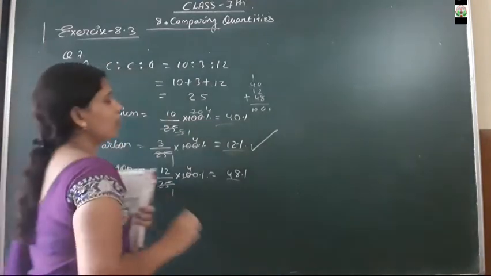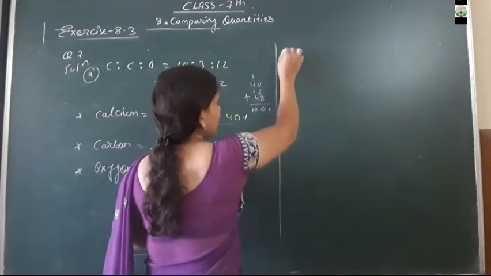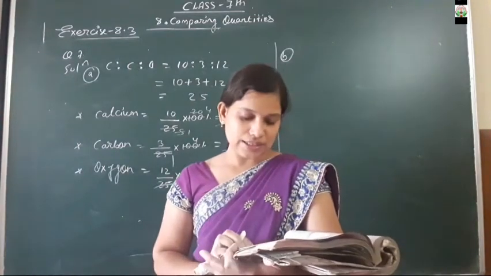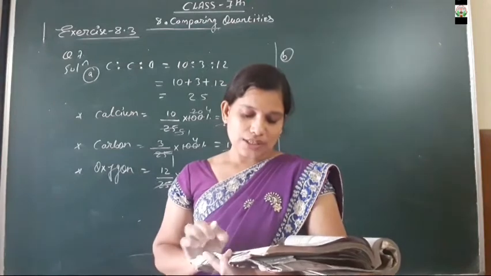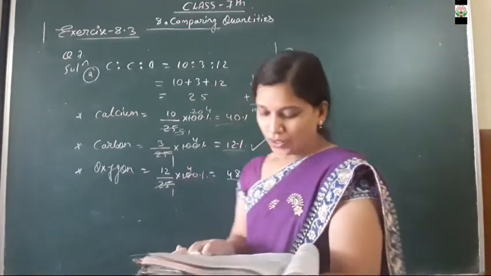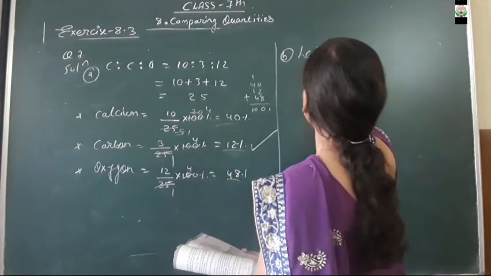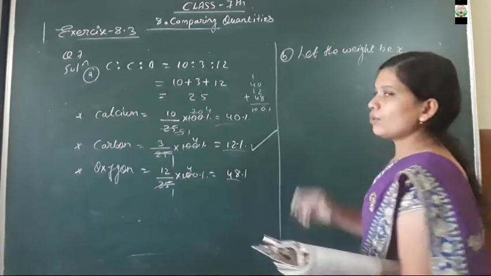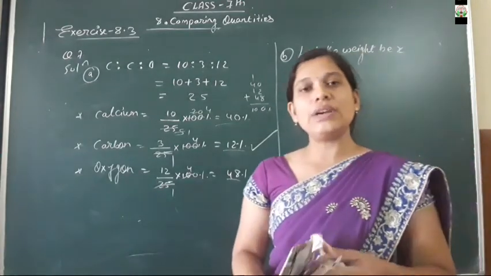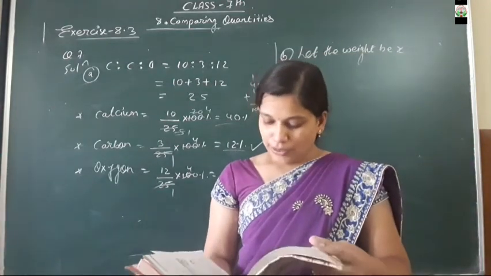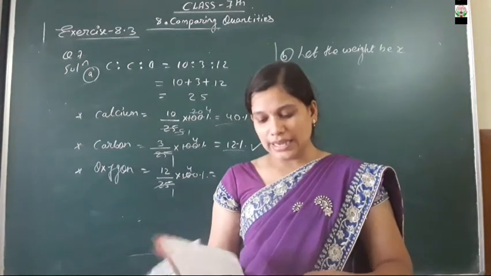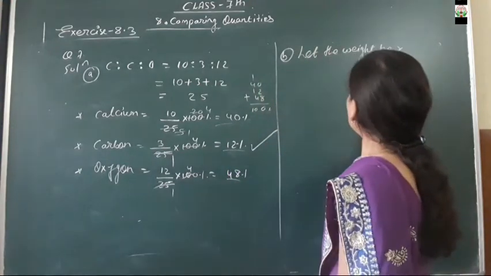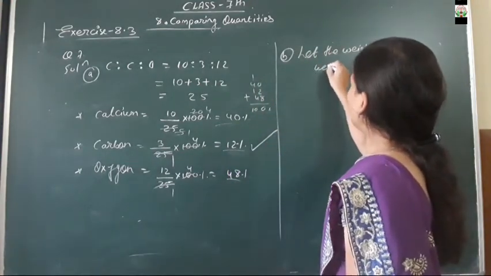Moving toward the second part of question number 7. Here it is asked to find out, if in a stick of chalk carbon is 3 gram, what is the weight of the chalk stick? So let the weight be x. We are going to consider the weight of the chalk stick as x. Clear up to here?